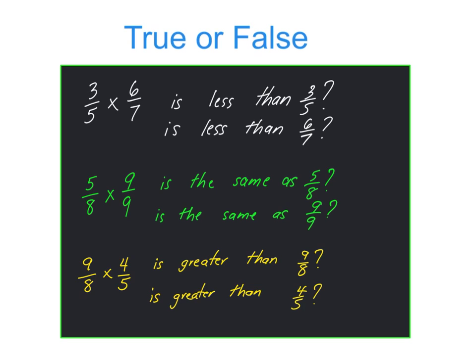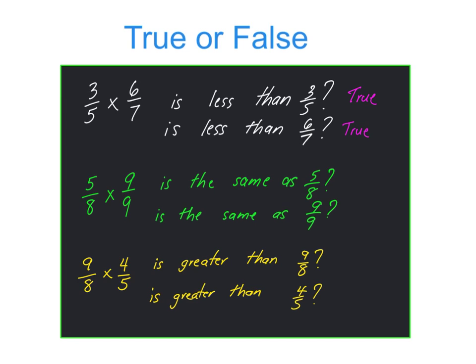Now let's look at some scenarios, and we're going to answer either true or false. We have 3/5 times 6/7, and that is less than 3/5. So will multiplying 3/5 by 6/7 make it smaller? And this is true, because 6/7 is smaller than 1. Now what about if I take 6/7 and multiply it by 3/5? Does that make my answer smaller than 6/7? That is also true, because both numbers are smaller than 1, so they're going to make the other one smaller. Because they're less than 1, it only makes sense.